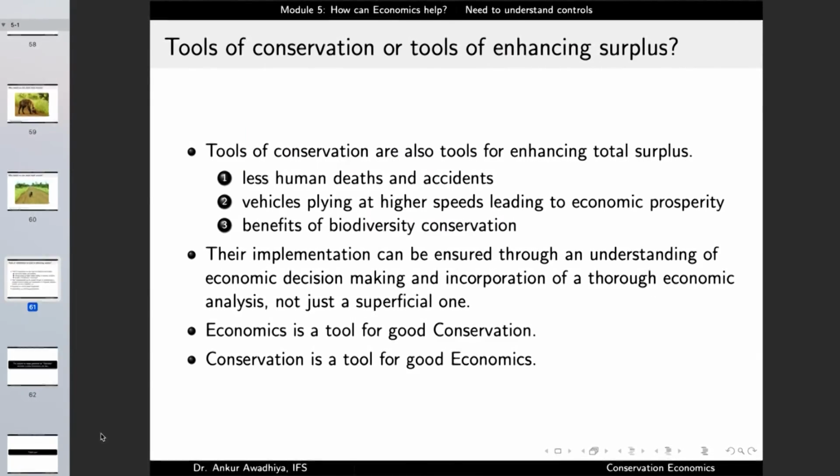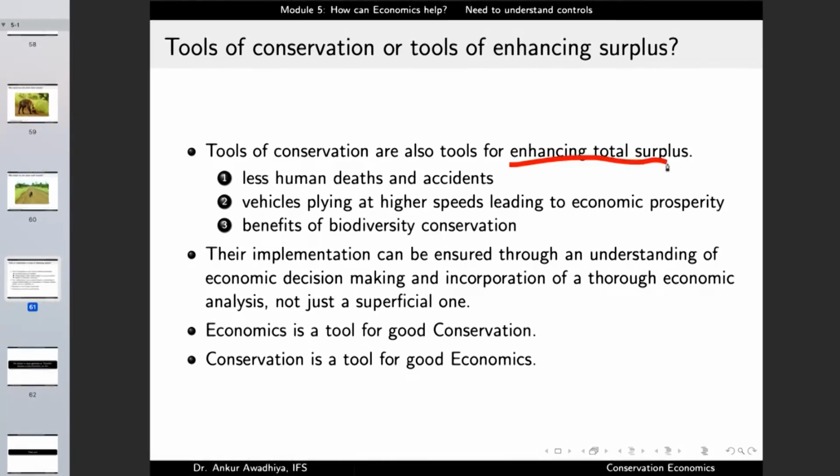Now, either the economist and the ecologist might go on disputing these facts, or the other option is to bring them both to the same page and to make the economist realize that these mitigation measures not only protect the animals but they also increase surplus. They enhance the surplus of the society.